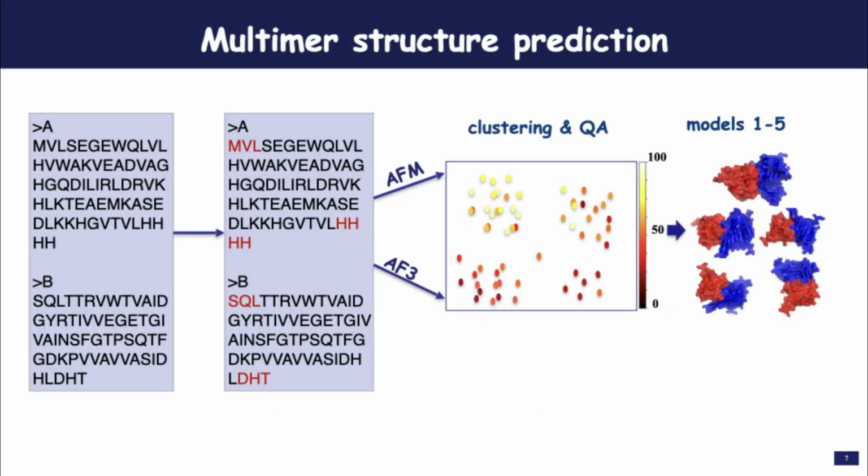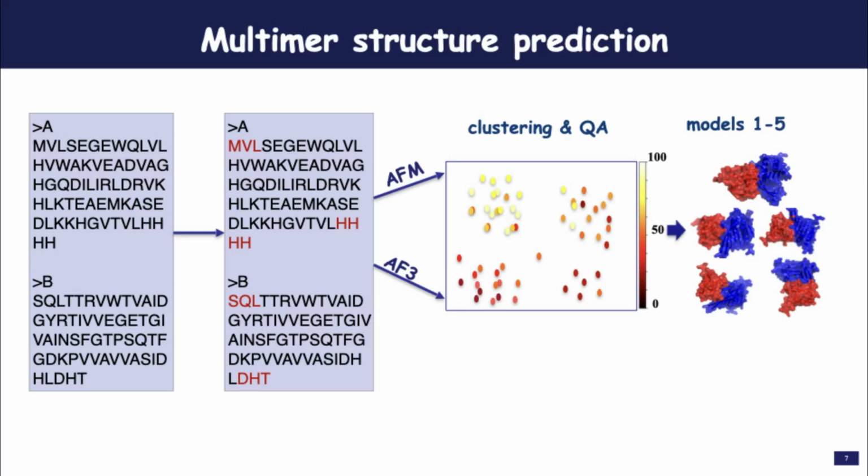And for the multimer structure prediction, I think it's essentially the same as the monomer. For each chain, we cut the disorder region out. For AlphaFold multimer, we just build the optimal MSA and use the monomer pipeline. And for AlphaFold 3, because it only accepts the sequence, we just input the new sequence to the server and collect the predictions. Then we do the clustering and QA and select the top-5 models to submit.